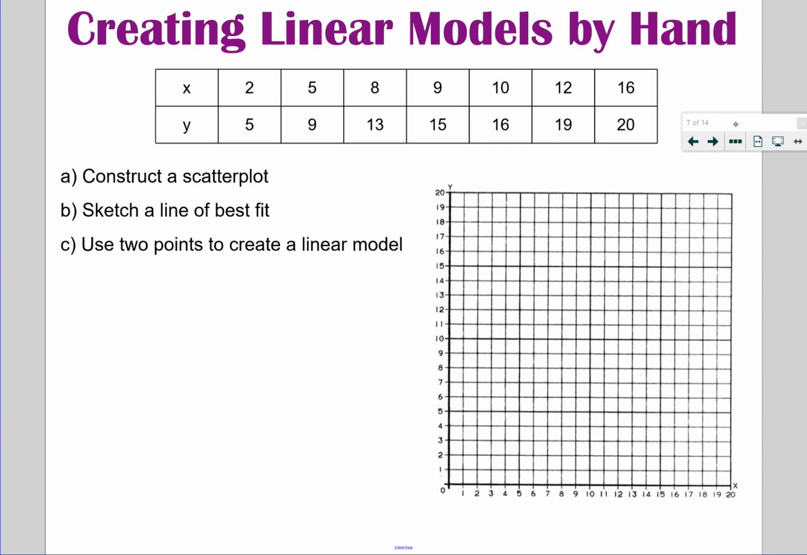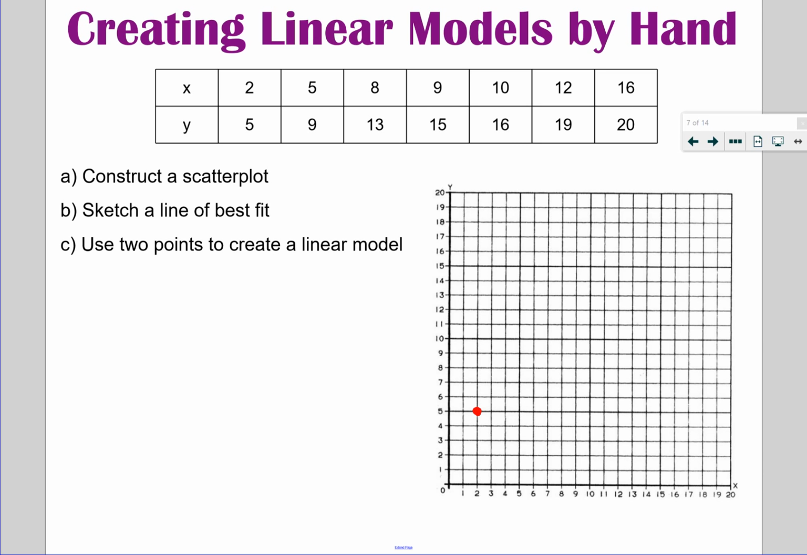All right, the next thing we're going to talk about is creating linear models by hand. And we have a set of data here to help us. We want to construct a scatter plot by hand, sketch a line of best fit, and then we're going to use a couple points that we find from our data to help us find an approximate linear model. So if you haven't printed this out already, you need to make a grid. These are all positive numbers, so we're staying in quadrant 1 of our axes, and we're just going to plot our points.